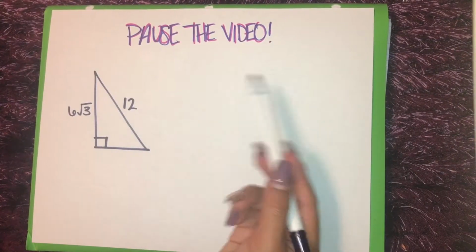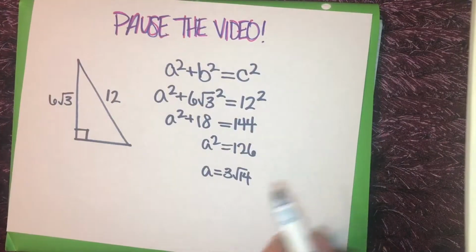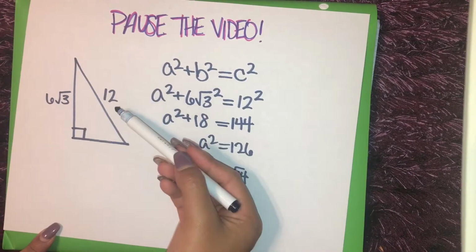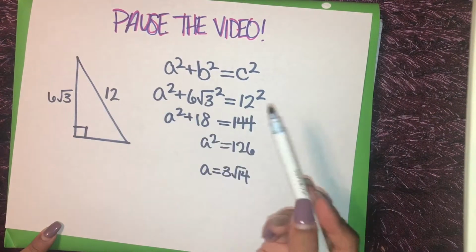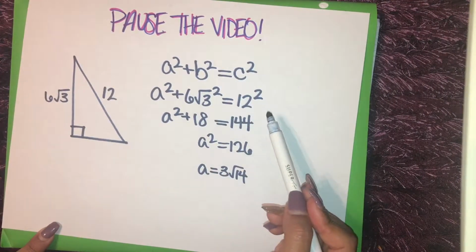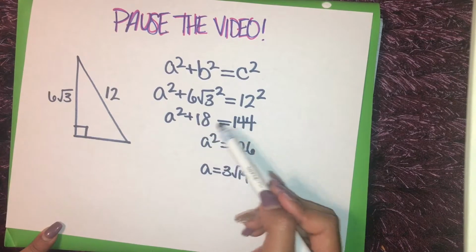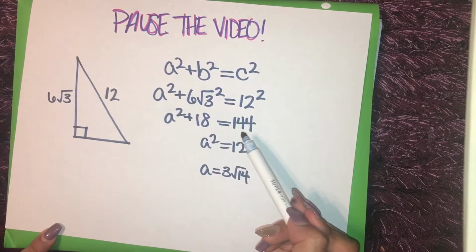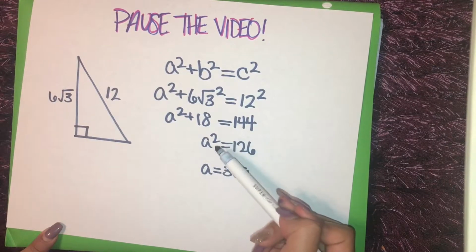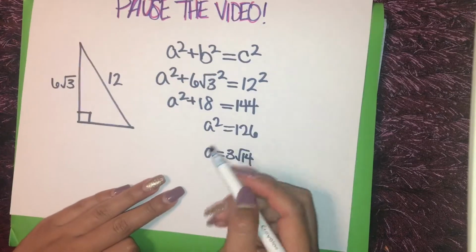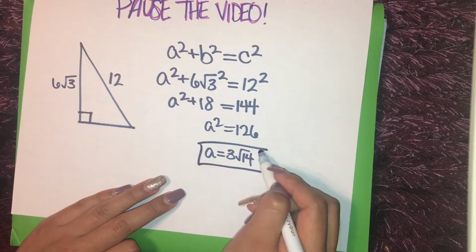Now pause the video and try this next problem. So now for this, we only have one leg and the hypotenuse. So let's make this a squared plus 6 root 3 squared equals 12 squared. Then we go on to a squared plus 108 equals 144. Then you subtract it, a squared equals 126, and you get a equals 3 radical 14.